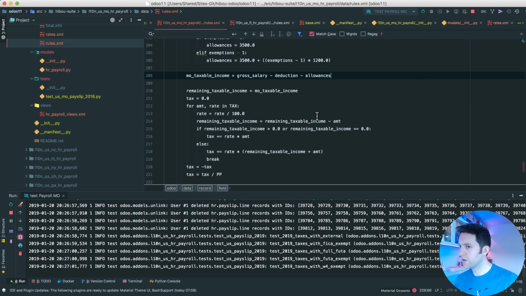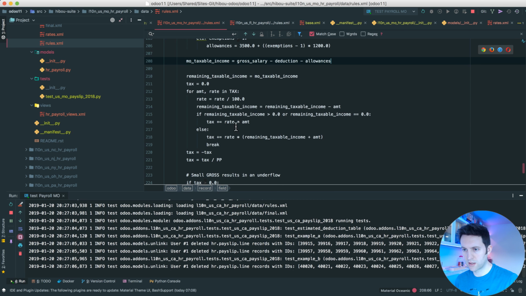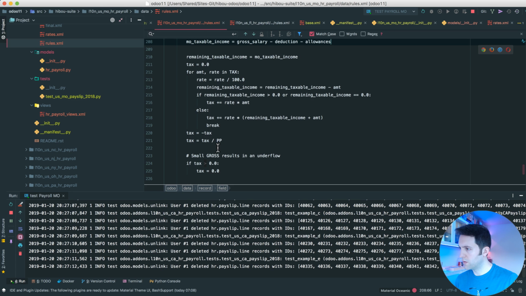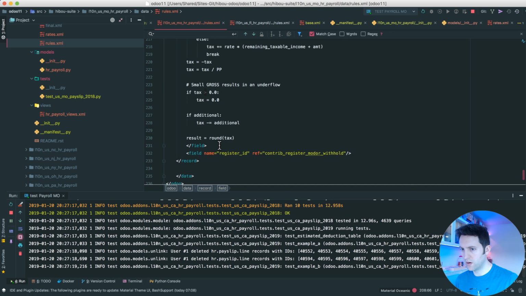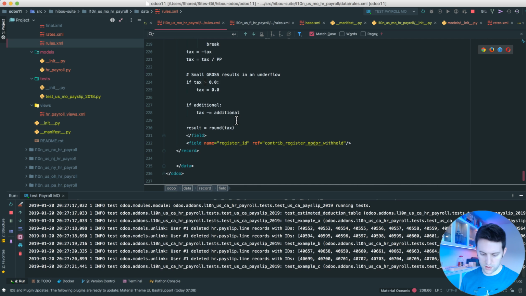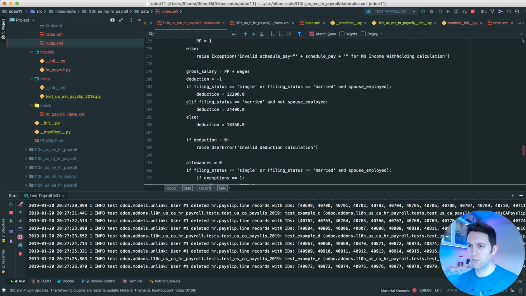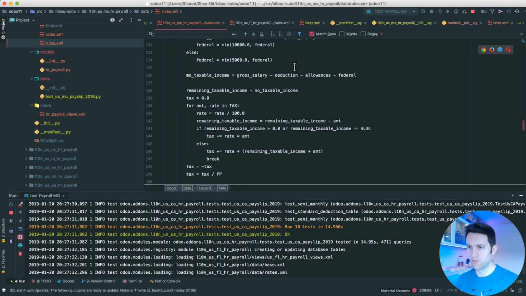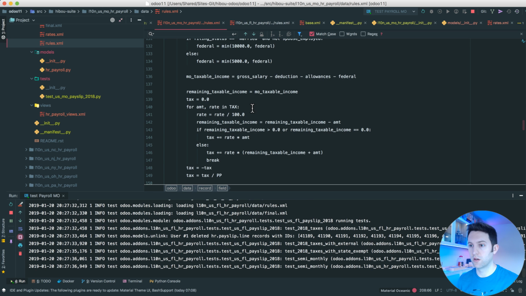Okay, remaining taxable income is Missouri taxable income, because then what we do is we go through our tax and apply these various rates. And then tax divided by pay period. Yeah, that's true. Okay, so far so good. Small tax. Additional, we don't have any additional at the moment, but that's good. Okay, so I think that's probably good, and I think we ultimately answered why our tests weren't passing: the rule from last year needed to look at the federal income tax stuff.